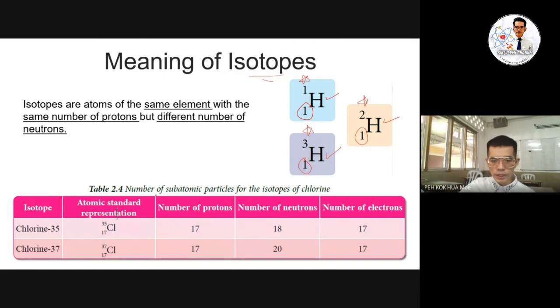Okay, so here is an example of the isotopes of chlorine. Chlorine 35 and chlorine 37. Both have the same number of protons. So the proton number will be 17. The neutron number of chlorine 35 is 35 minus 17, so we get 18. And for chlorine 37, we minus 37 with 17, we get 20. Okay, so this is the main difference between the isotopes chlorine 35 and 37. The number of electrons also follows the number of protons.